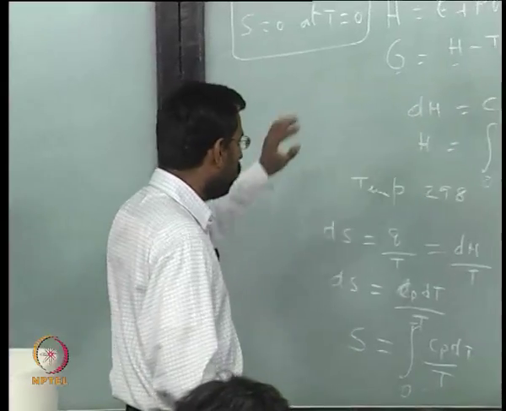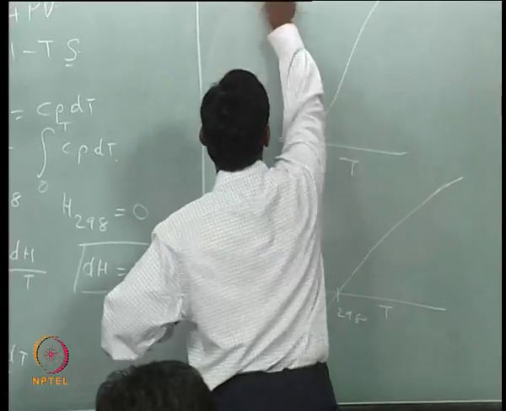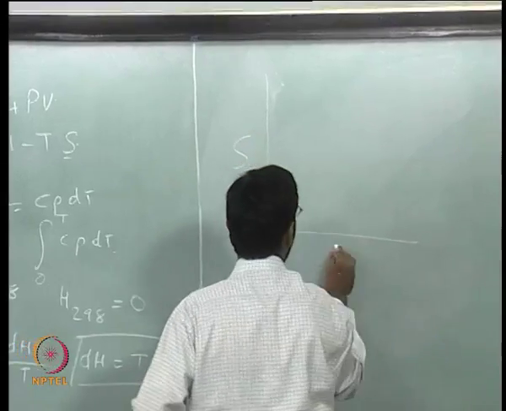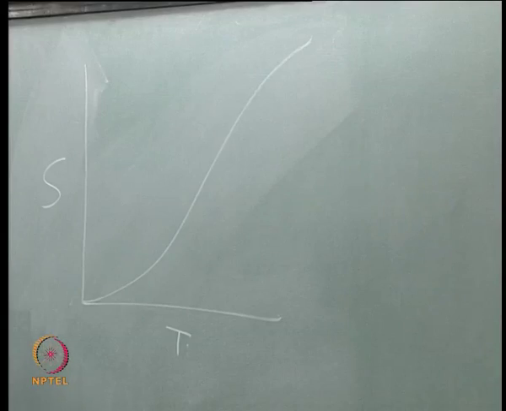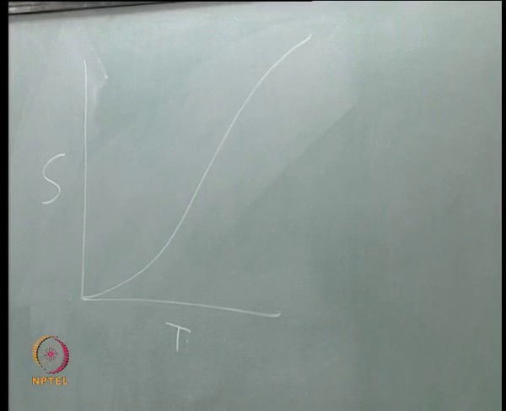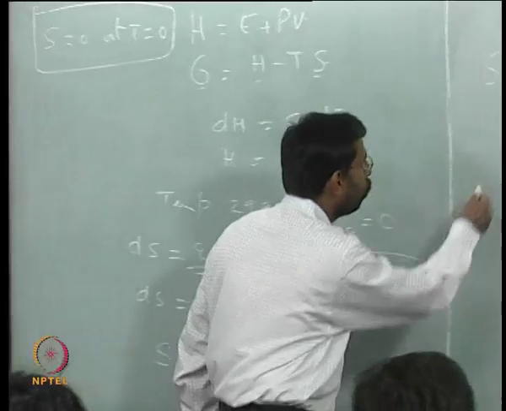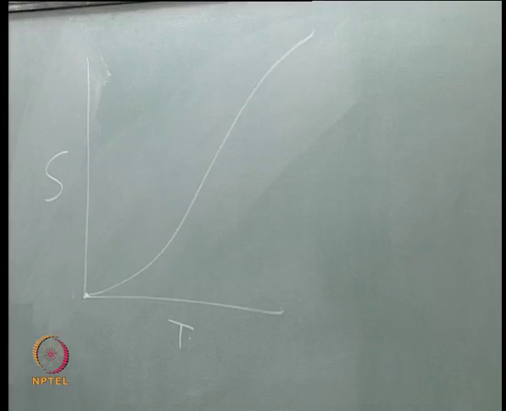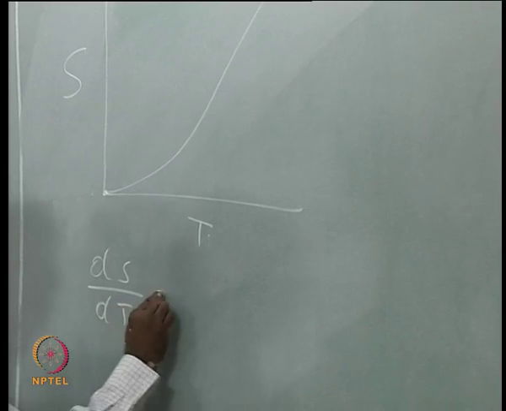So this is how we basically define this, and in principle, if I plot S versus temperature, S versus T would also have a curve like this. Basically it comes from the Cp type of curve. It would be something similar to the Cp curve, and it goes to 0 at absolute 0, and then it keeps on increasing. And not only that, if you carefully observe dS by dT, what is dS by dT?